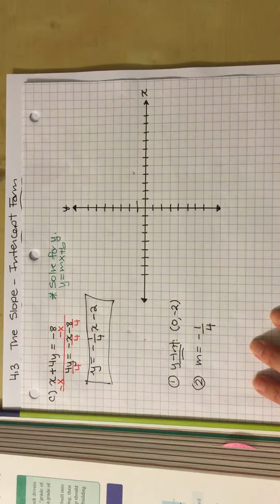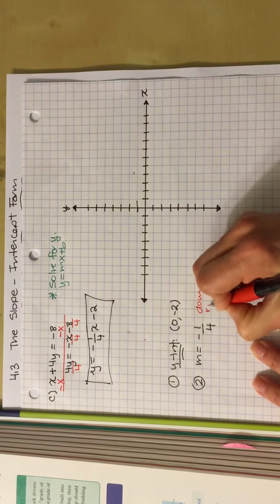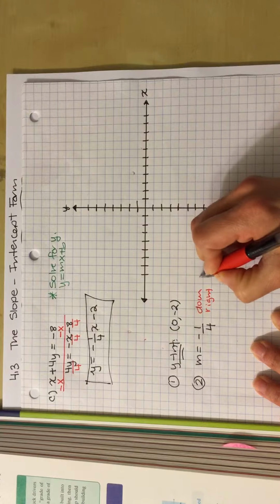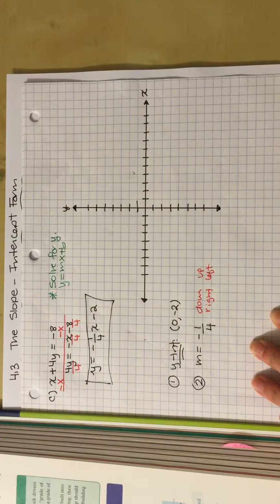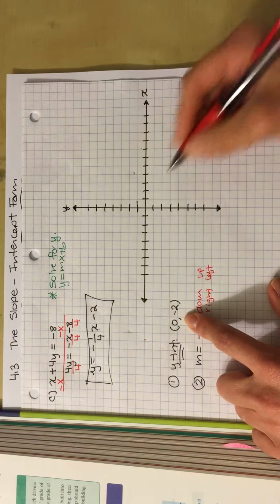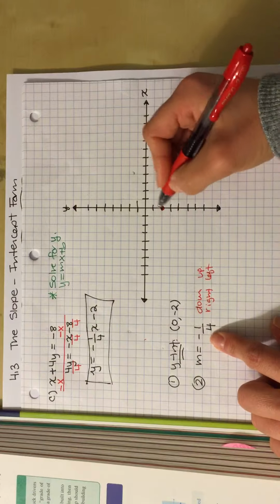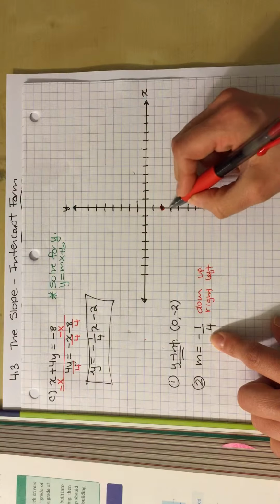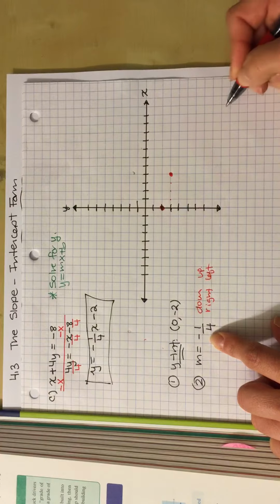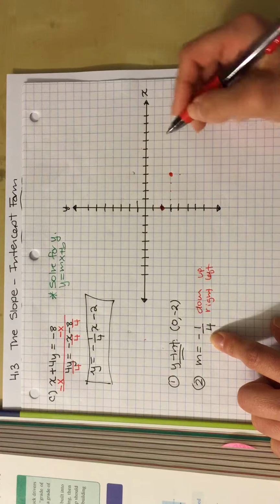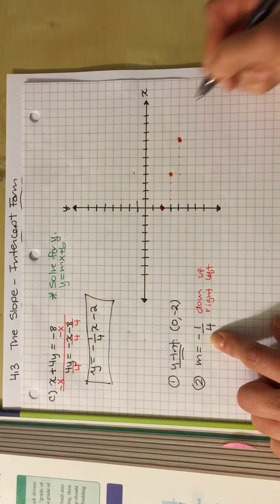So again, since the slope is negative, you're going to go down and to the right, or you could go up and to the left. Either one's fine. So we're going to start at the y-intercept as usual, right here. And we should go down 1 and to the right, so down 1 to the right 4. 1, 2, 3, 4. And then you could do it again, down 1 to the right 4. 1, 2, 3, 4. So I have 3 points.